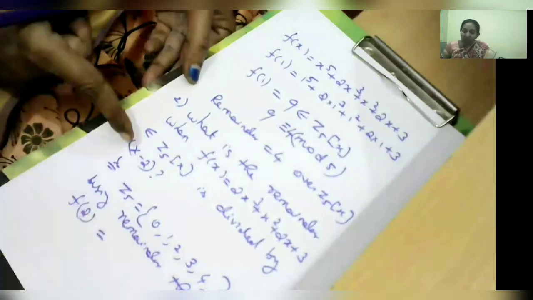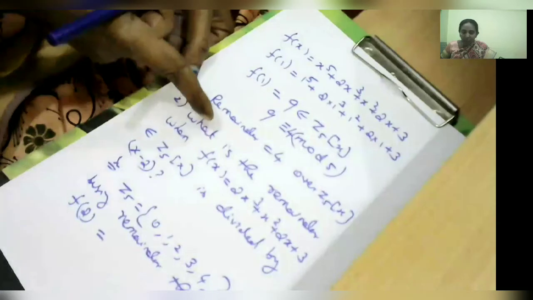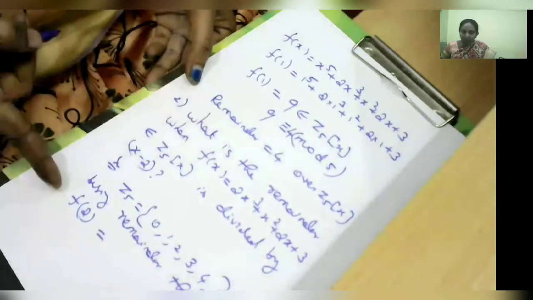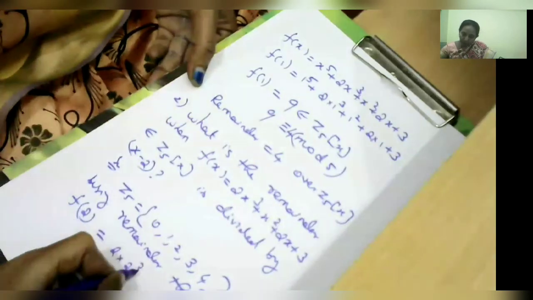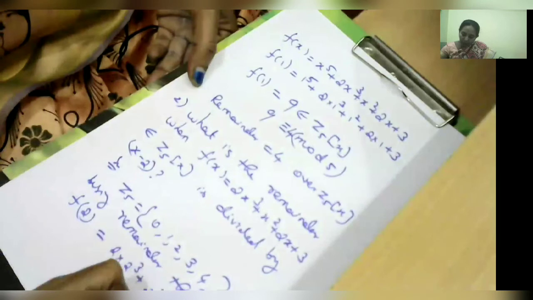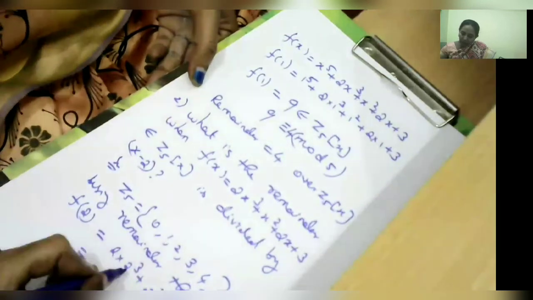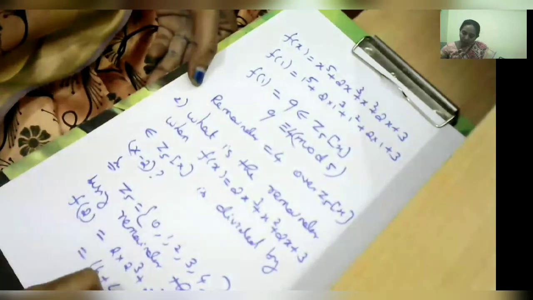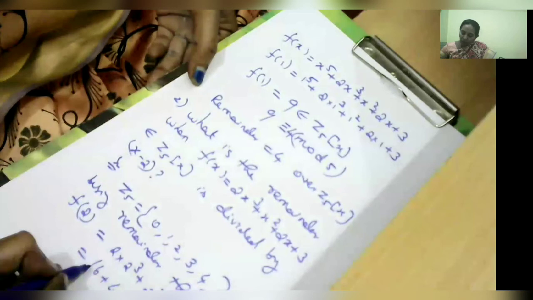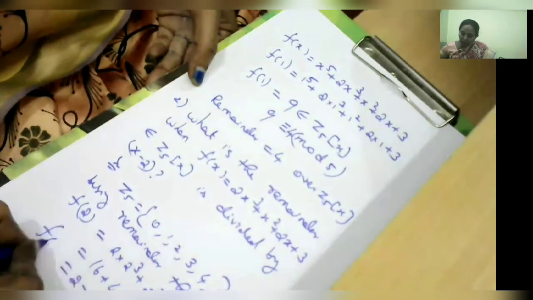Calculate it, because we are dividing the polynomial f of x by x minus 2. Therefore, we are finding f of 2. So calculate: 2 into 2 to the power 3 plus 2 squared plus 2 into 2 plus 3. So 2 cubed is 8, so 16 plus 4 plus 4 plus 3 gives 27. So f of 2 is 27.